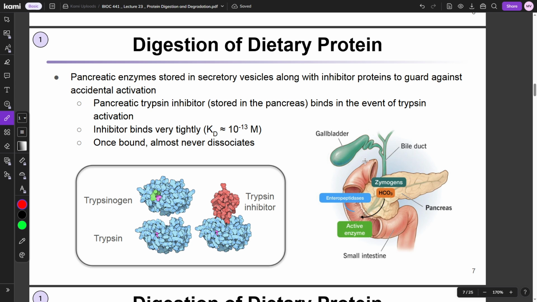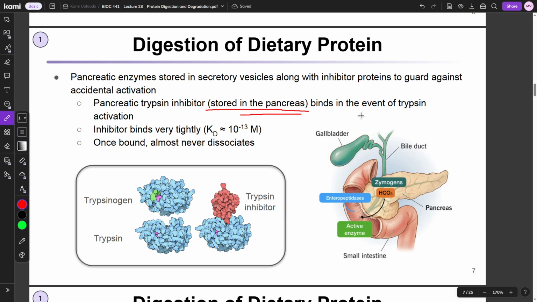So pancreatic enzymes are stored in secretory vesicles, along with inhibitor proteins to guard against accidental activation. So they're already in their inactive form, generally speaking. But there's also like a double layer of protection, if you will. In the case of something like trypsin, a pancreatic trypsin inhibitor is stored in the pancreas, and it binds in the event of trypsin activation.